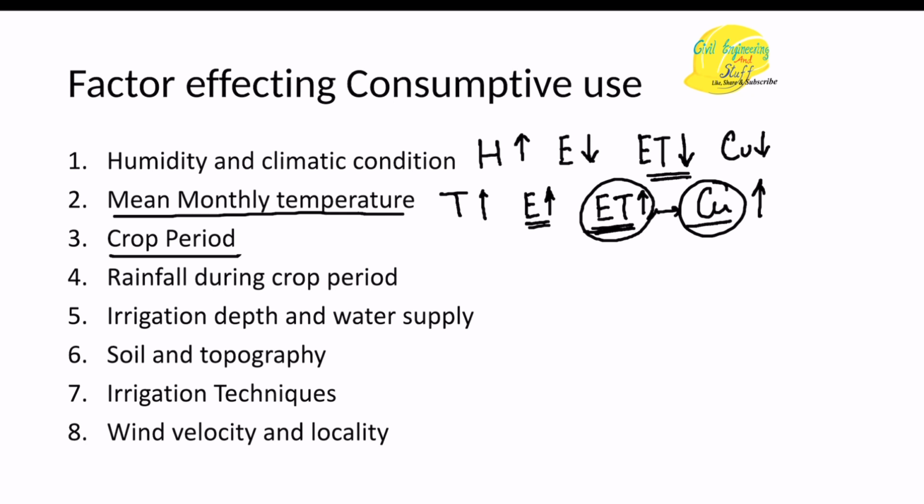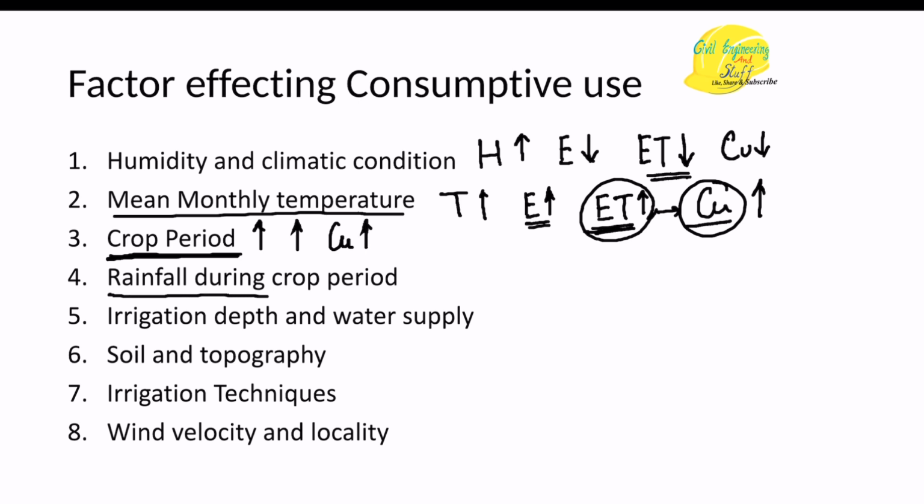Then we have the crop period. We have discussed what is base period and crop period in the previous lectures. If the crop period is higher, then of course the quantity of water required will be higher, and because of which the consumptive use of the crop will be higher.